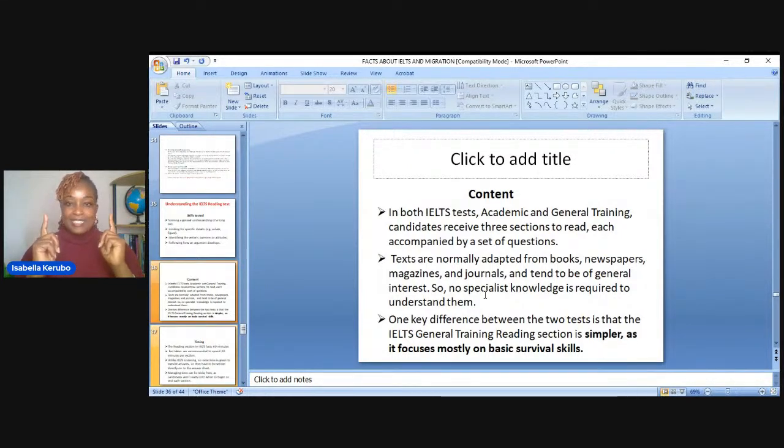This is very important. You do not need to be an expert in a specific area to understand any of these texts. That is why they are all general in nature. They are all of general interest. You don't need to be an expert so that you can say, oh, I'm going to expect a text based on maybe scientific research, so I need to be good in sciences and all this.